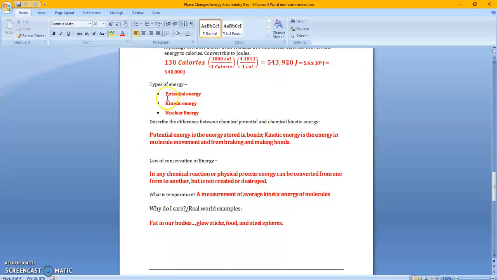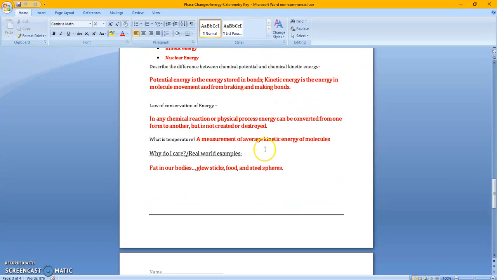Next are the types of energy. So types of energy, we have chemical potential energy, chemical kinetic energy, and nuclear energy. Chemical potential energy is the energy stored in chemical bonds. That's where all of our energy for chemical reactions comes from, is from the bonds. And then when we break those bonds, we produce chemical kinetic energy, and that chemical kinetic energy gives us the reactions that we see every day. Nuclear energy, of course, comes from the nucleus and produces a lot more energy than our chemical bonds breaking.